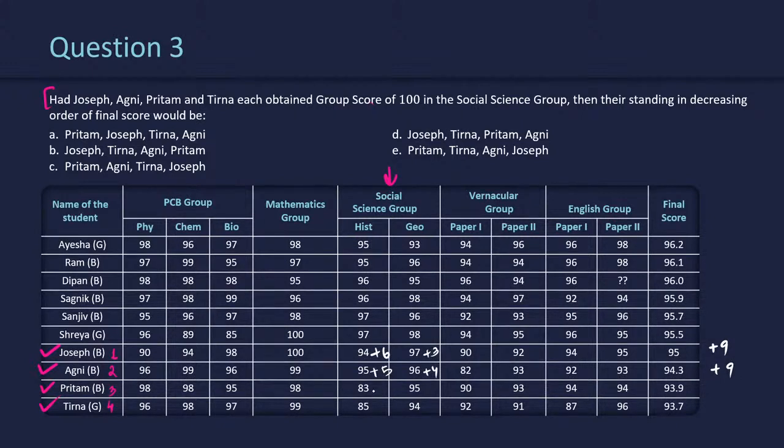Okay, if you look at Preetham, there is an increase of 17 and 5. So there is an increase of 22 here. And if you look at Tirna, this is an increase of 15 and 6. So this is an increase of 21.